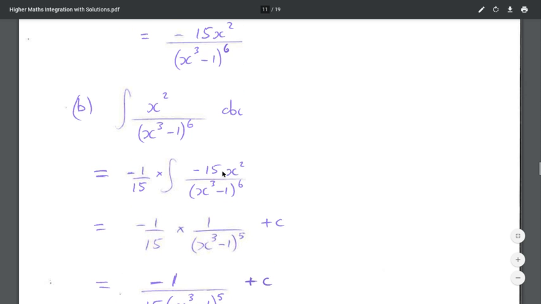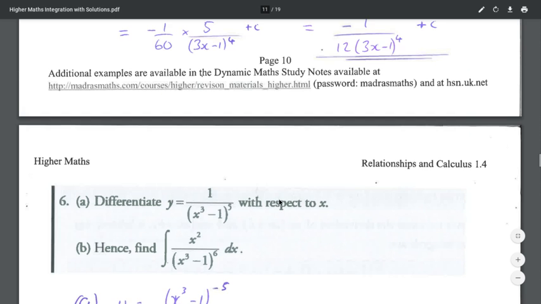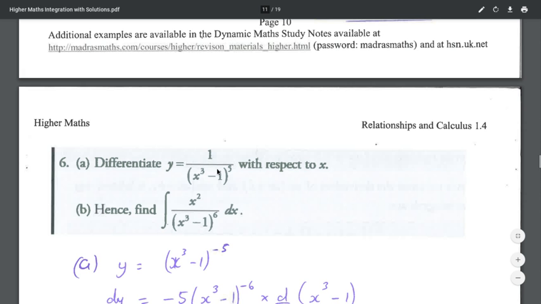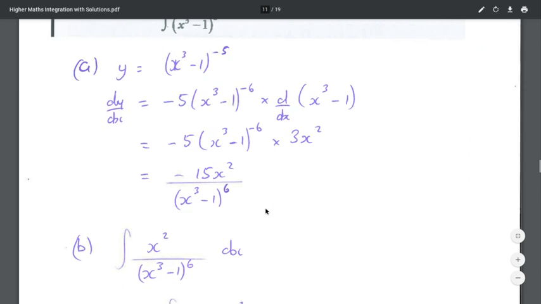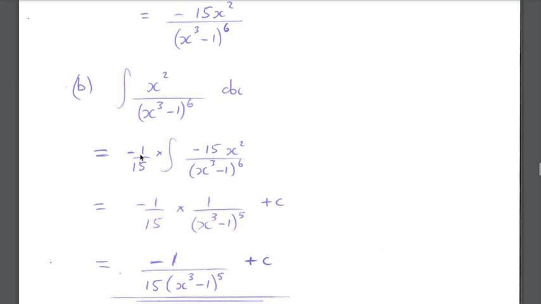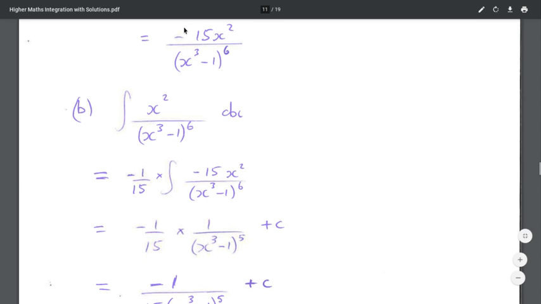Okay. Again, if I integrate everything here, I will get this, because integration undoes differentiation. So negative 1/15 multiplied by negative 15 is 1, which is what I'm being asked to integrate. So I'm using my answer to part A to enable me to integrate in part B.